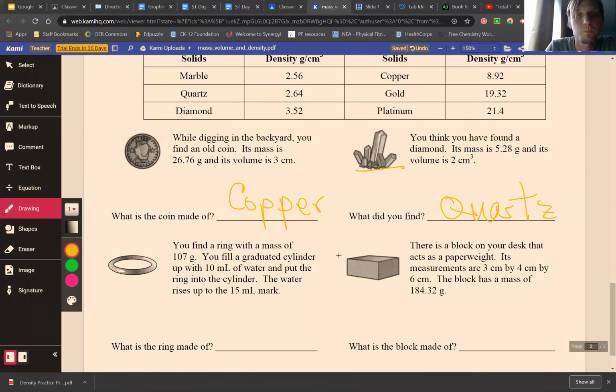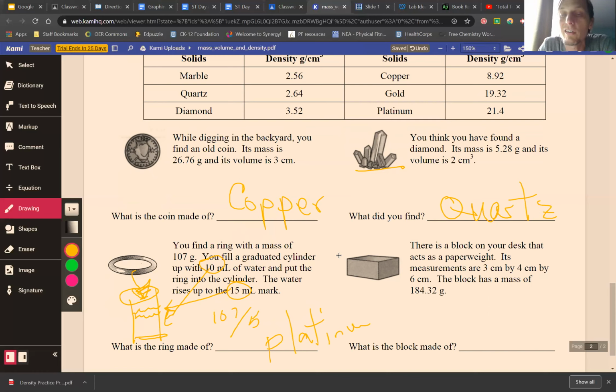What do you think? So here's the ring with the mass. And here we have the method, which I gave to you as an optional reading for those who might not have done it. If you have a given volume of water, you put the ring inside of it, that water is going to go up just a little bit. So it went from 10 to 15. So how big is the ring? 5. So 107 divided by 5. And that should show you that it is platinum. Platinum. There you go. I like platinum.